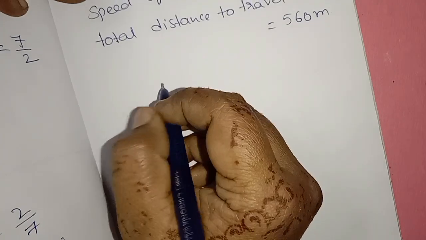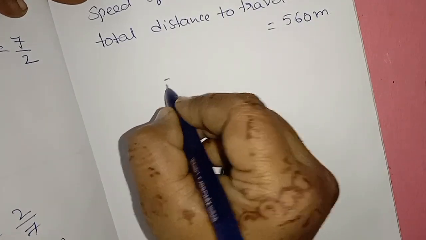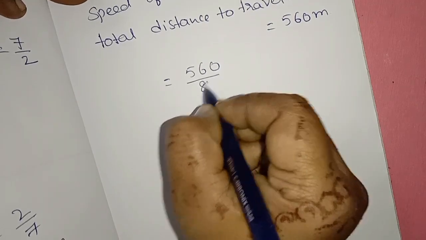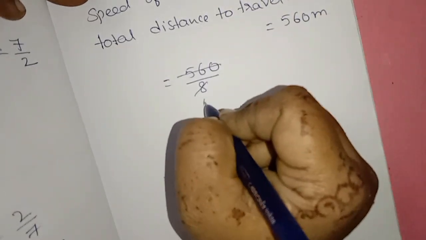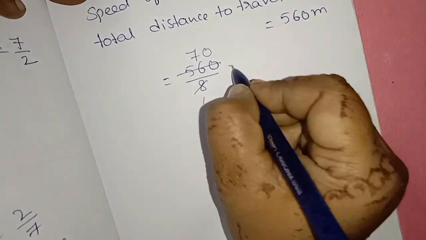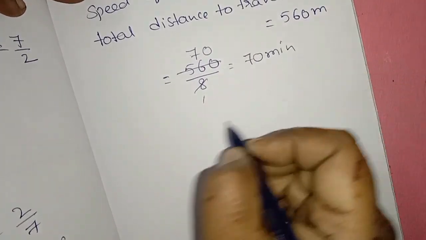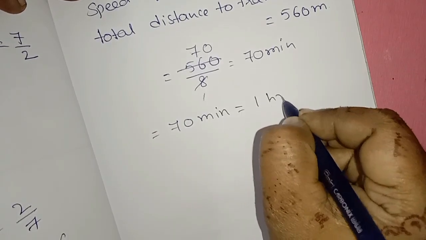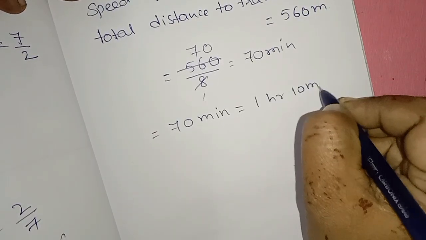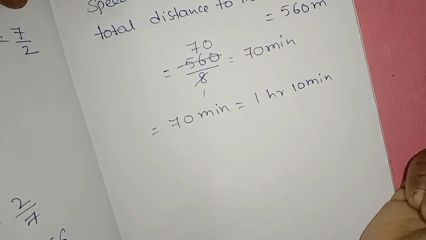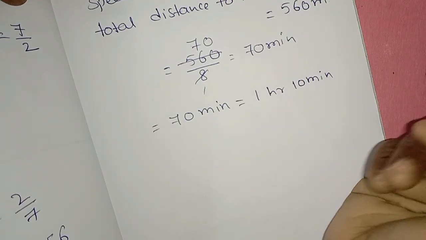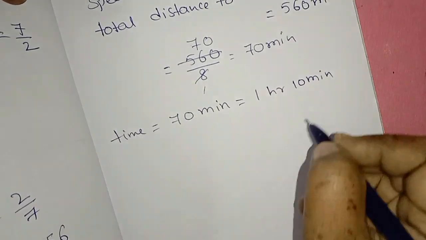Next, how much time is it traveling? So we can write directly 560 by 8. 7 ones are 7, 8 ones are 8, 8 sevens are 56. So 70 minutes it is taking. Means 70 minutes, we can write it as 1 hour 10 minutes also. Clear? So here we can write: time to reach 560 meters equals 1 hour 10 minutes. Next question, 14th question.